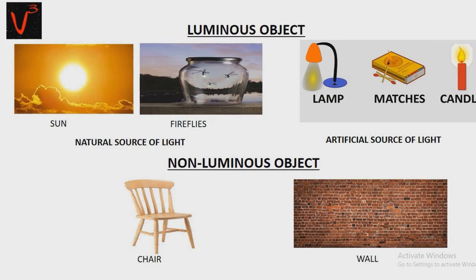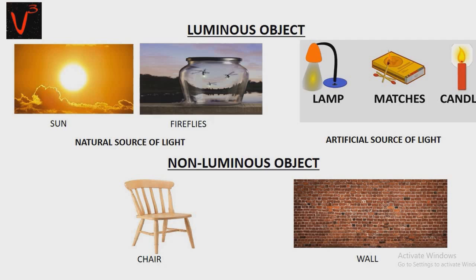The objects or materials which emit light, those which themselves are the source of light, are called luminous objects or luminous materials. For example, the sun. The sun itself has its own light, right? So it is a luminous object. A candle which has its own light, and a bulb or the tube light which you have at your home. These all have their own source of light. That's why these are called luminous objects.